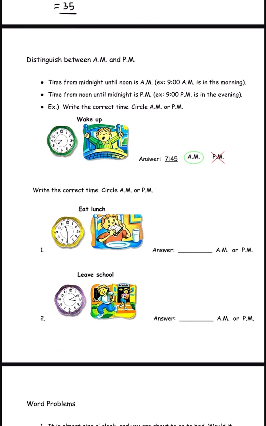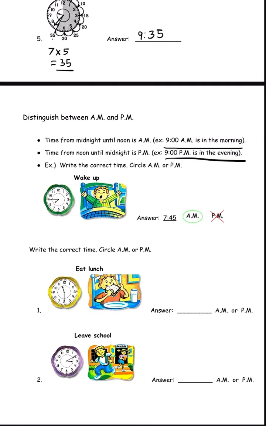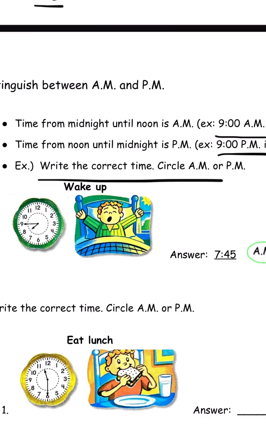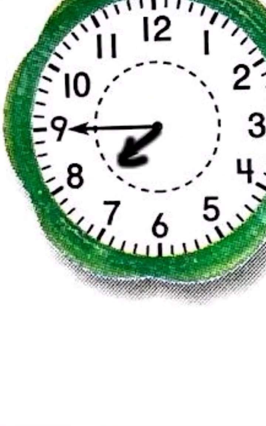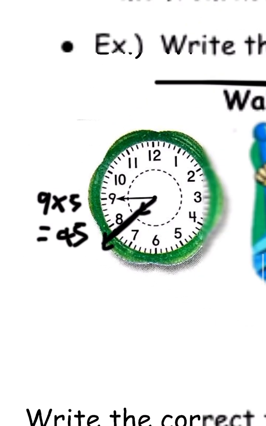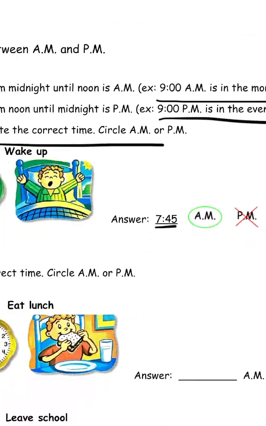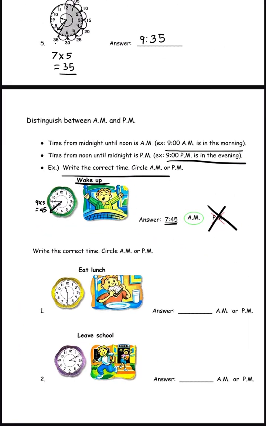So we have to distinguish between AM and PM. It says the time from midnight until noon is AM, and the time from noon until midnight is PM. So for example, 9 a.m. is in the morning and 9 p.m. is in the evening, right? And this is an example, so we have to write the correct time and circle AM or PM. If you look at the hour hand, it's at 7 o'clock, and then the minute hand is at 9. So 9 times 5 is 45, right? So it's going to be 45 minutes, which means that it's 7:45. And it says waking up. When do you wake up? In the morning, right? So it's not going to be PM, because PM is from noon to midnight. So it's going to be AM.